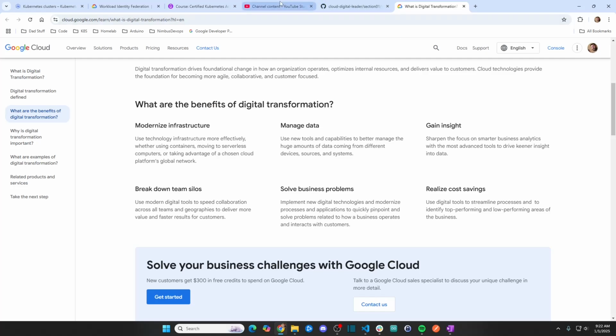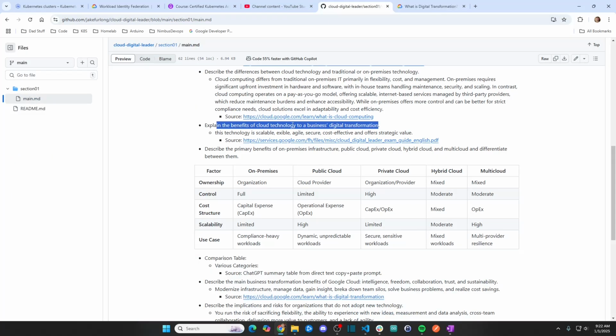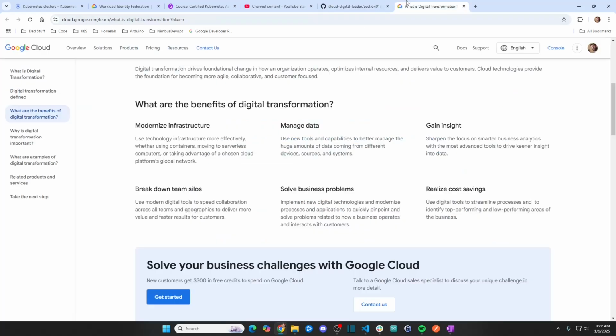Now, as far as digital transformation goes, the question specifically says you need to be able to explain the benefits of cloud technology. So what I would do is I would summarize with just these 6 items right here. It modernizes infrastructure, manages data, you gain insight, you break down team silos, solve business problems, and realize cost savings. Again, you need to read all the documentation to look at the summary of each one of these, but those are the 6 areas. You don't need to memorize, but just know kind of in general what the benefits are.